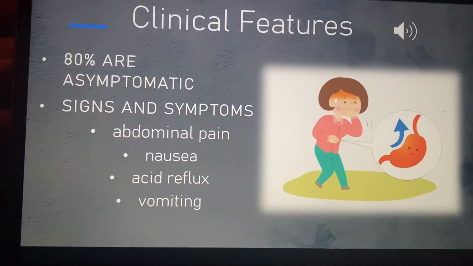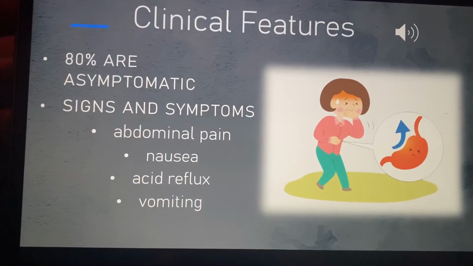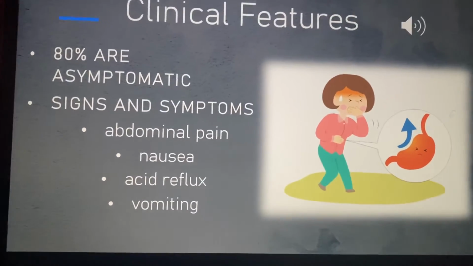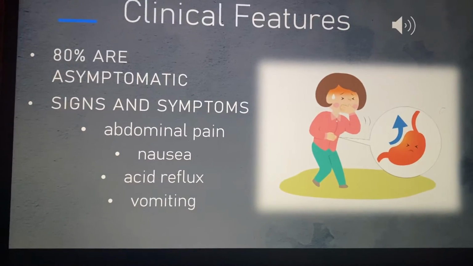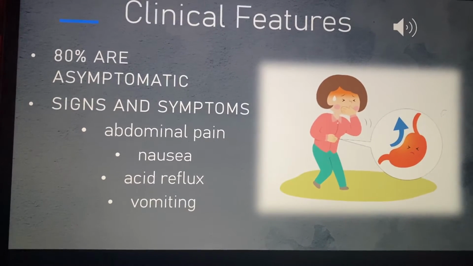80% of the people usually are asymptomatic, but some signs and symptoms could be abdominal pain that comes and goes, nausea, acid reflux, and vomiting.